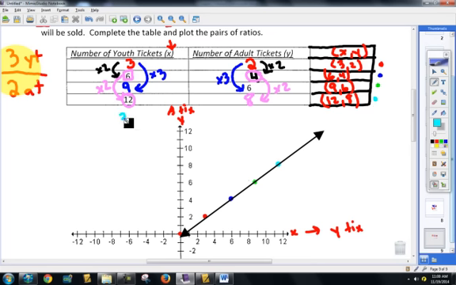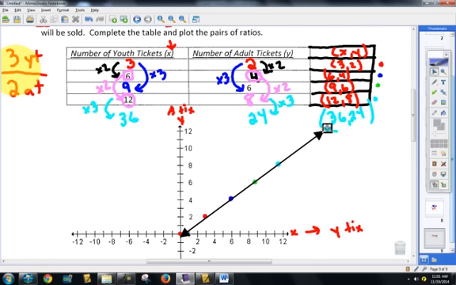I could figure out any amount of youth tickets or adult tickets now. If I wanted to know, what if I was really good and I sold 36 youth tickets? Well, what did you do to go from 12 to 36? You multiplied by 3. So what do you got to do to 8? You got to multiply it by 3. So 24. So I know that the point 36, 24 is going to be somewhere beyond this line. Now, my actual coordinate plane doesn't go far enough to show it, but it's going to be somewhere out here, and it's going to be right on that line.